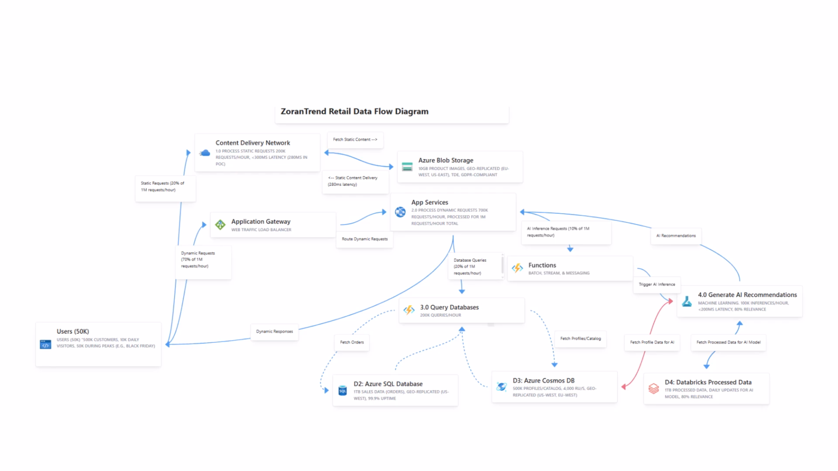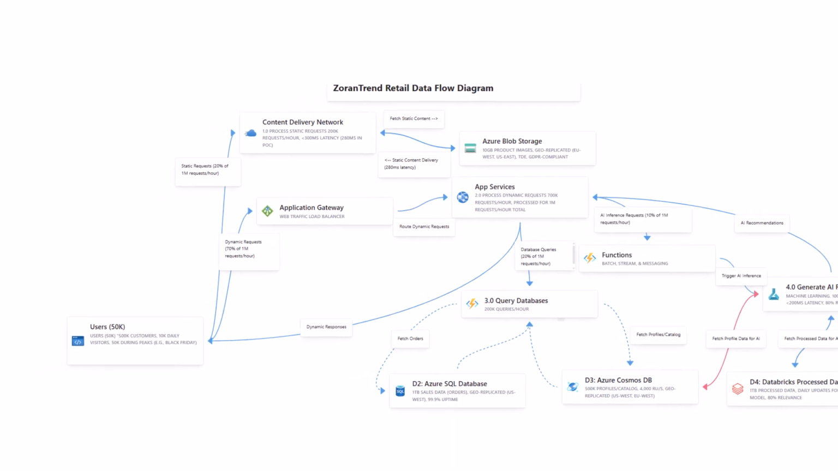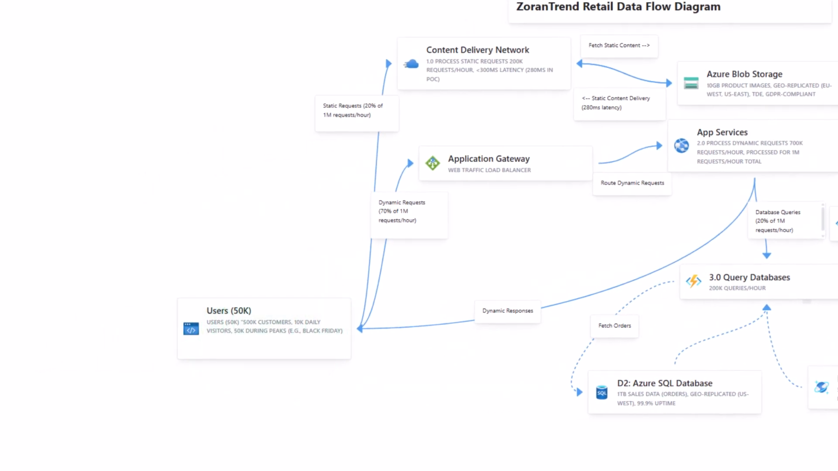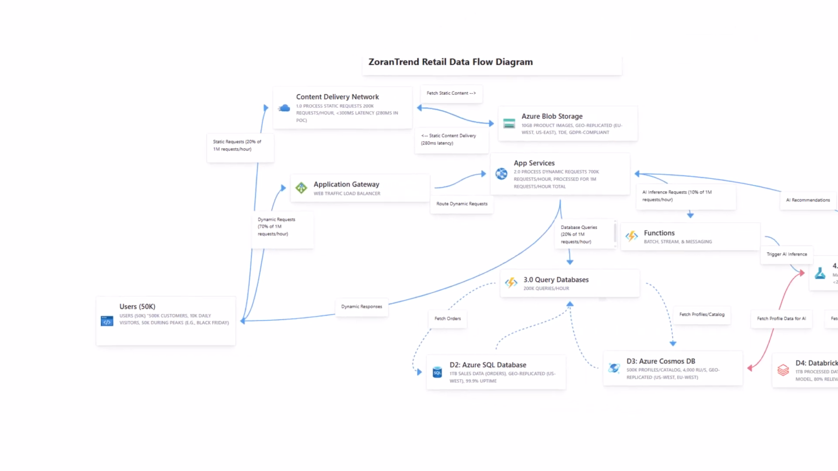Step 1. Users and the initial requests. On the left side of the diagram we have our external entity, labeled users 50K, representing Zoran Trend Retail's 500,000 customers. On a typical day, we see 10,000 daily visitors, but this can surge to 50,000 during peak events like Black Friday. These users generate 1 million requests per hour, which are split into static and dynamic requests.